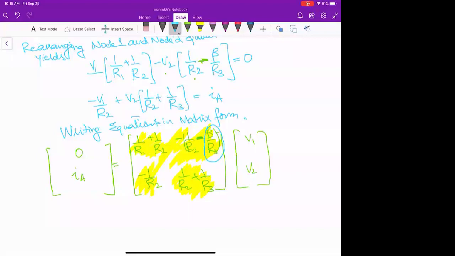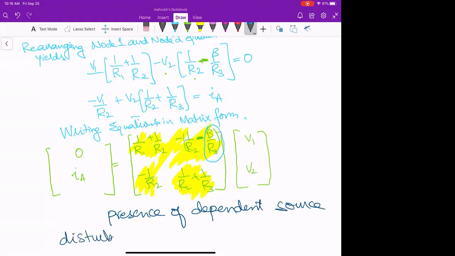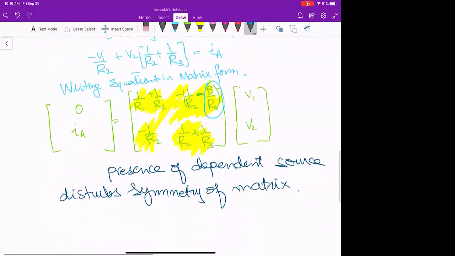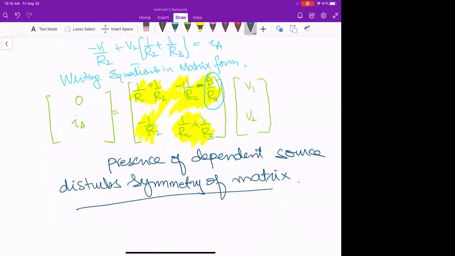Yes. Okay. So we are good about the dependent source, and we are saying that the presence of a dependent source disturbs the symmetry of the matrix. Okay, so at least in this scenario, I think we are good.